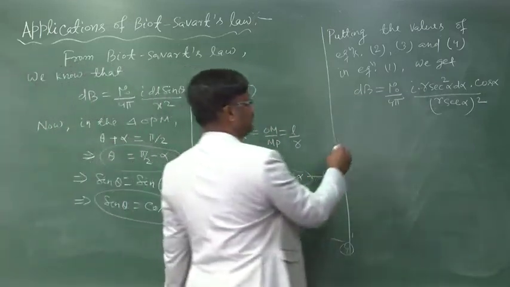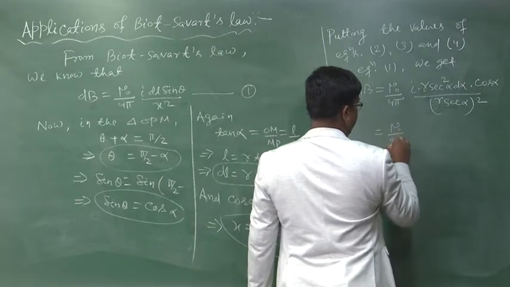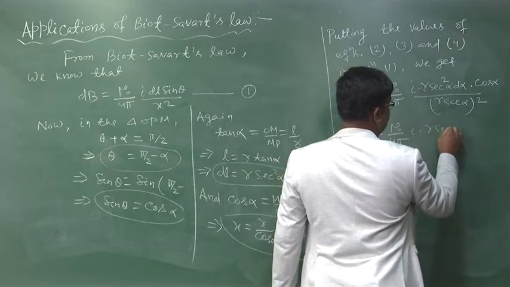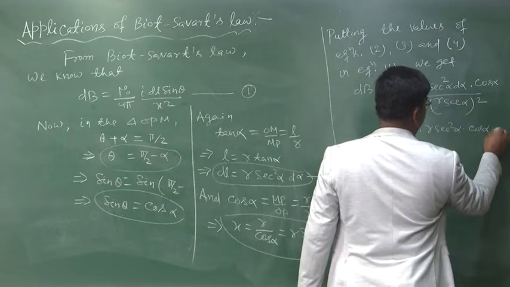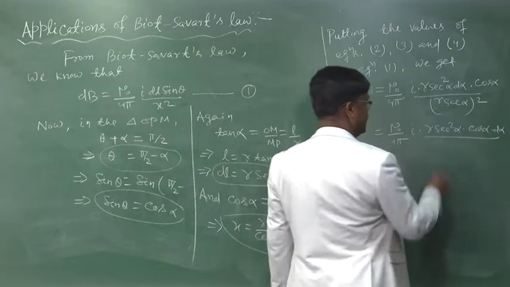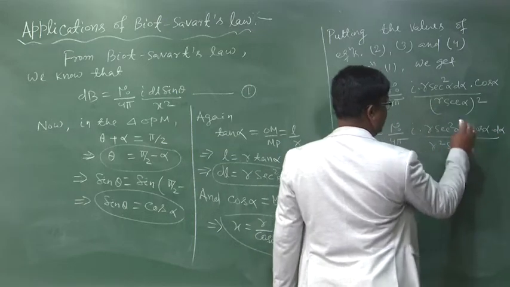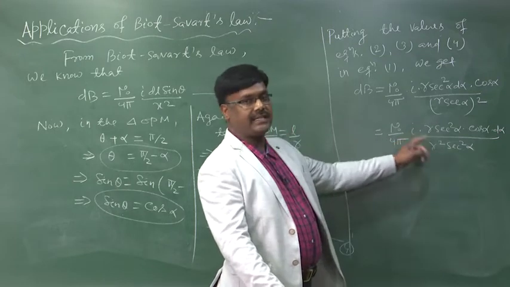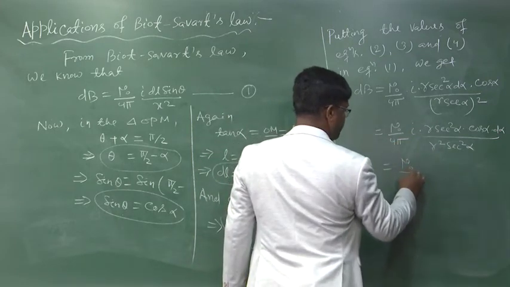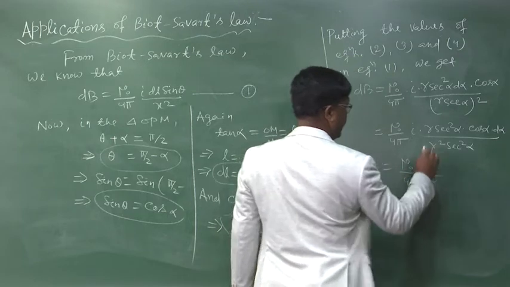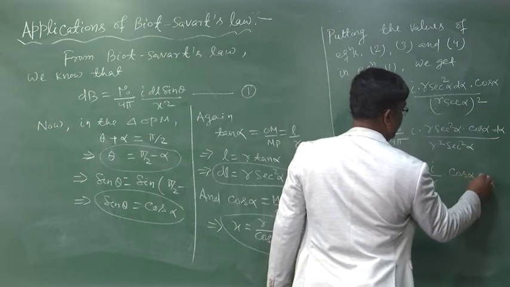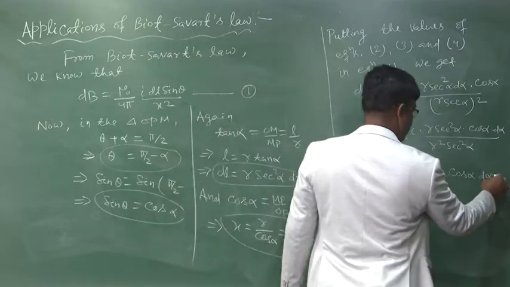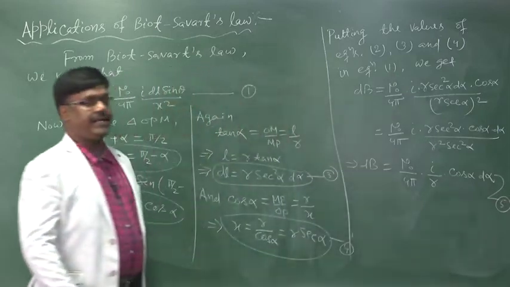Okay. Now, solving this, we get μ0 by 4π I, this is R sec²α into cos α into dα divided by r² sec²α. And sec²α gets cancelled, one r will get cancelled, so it is equal to μ0 by 4π I by r into cos α dα, which implies dB equal to this much, and let this be equation 5.